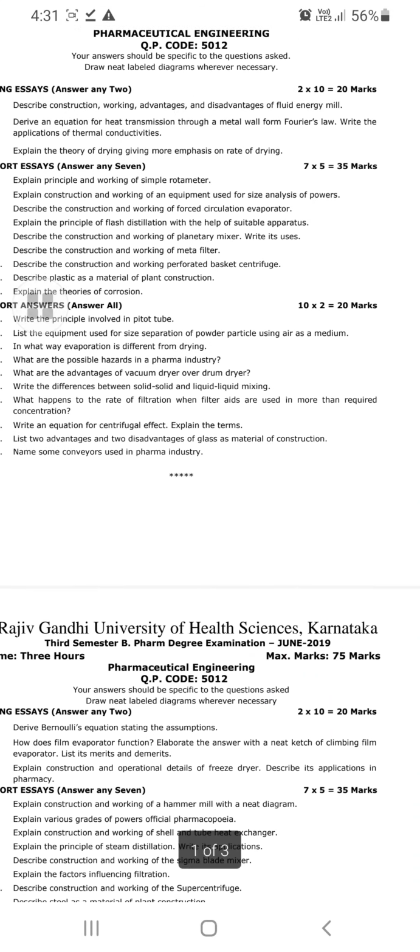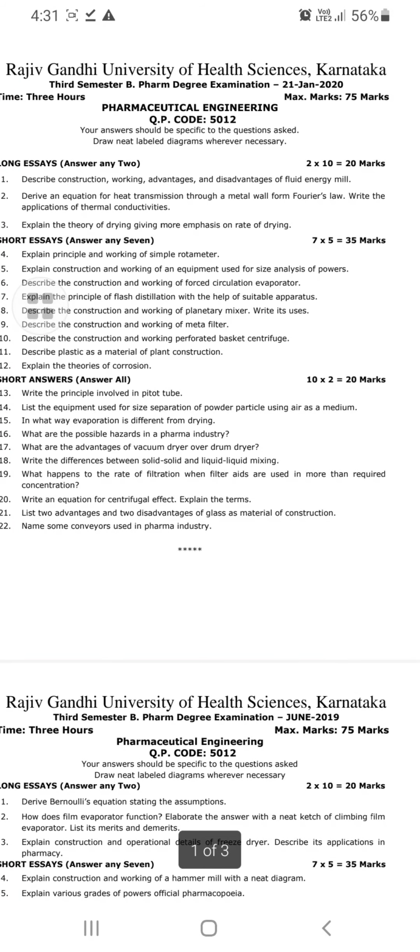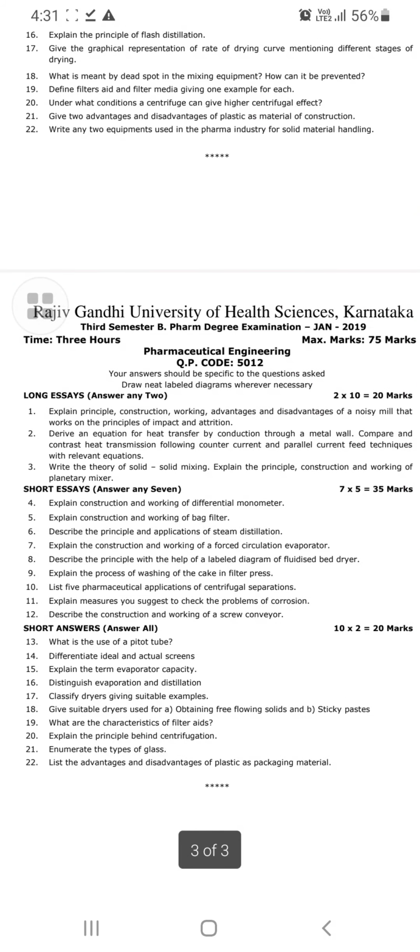Next, from the 10 marks they will ask: define and describe the construction, working, advantages, and disadvantages of the fluid energy mill, a very important one. Then the theory of drying, giving more emphasis on the rate of drying. Theory of drying is also a very important question asked many times in your exam.